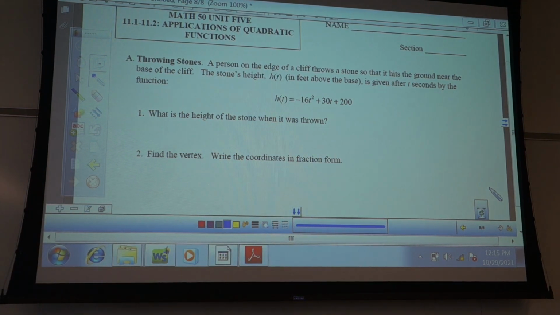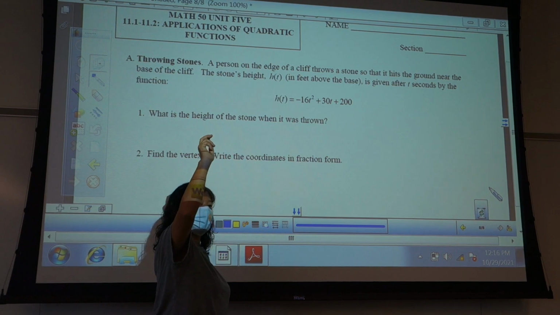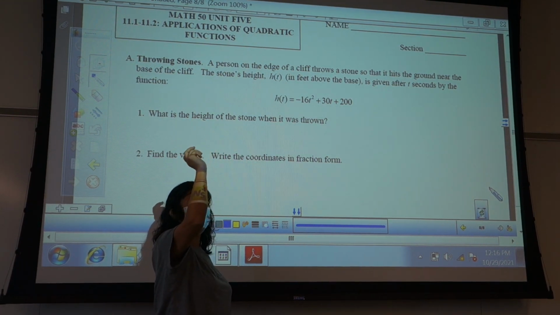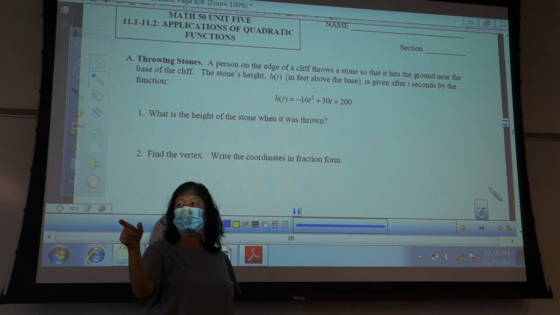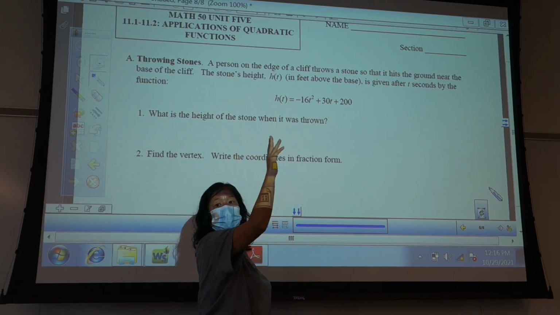What's the height of the stone when it's thrown? When it's thrown, what's up with time? I'm standing on a cliff and I throw a stone. When I throw it, I want to know the height. What's my time at that spot, right when I throw it? 0 seconds. Does that make sense? Right when I throw it, that's when my time starts.